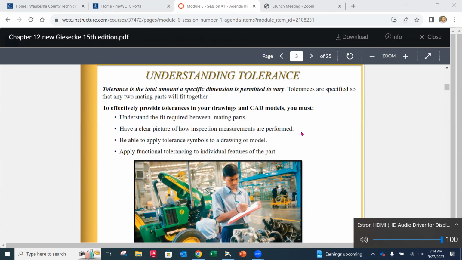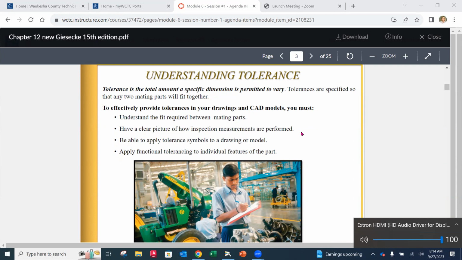Do I need to push that together so they're nice and snug relative to one another so they don't move around in their final form? I don't know. It depends on the function of that part. We say that so often. You need to have a clear picture of how inspection and measurements are going to be performed on that.